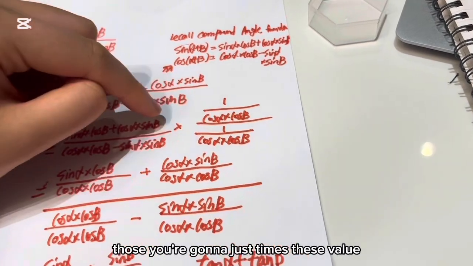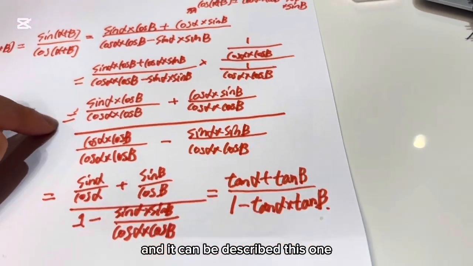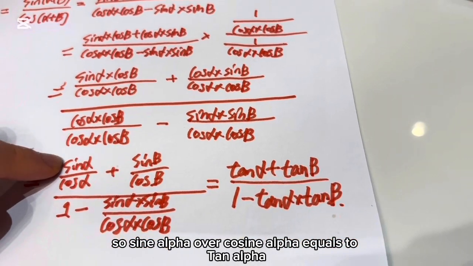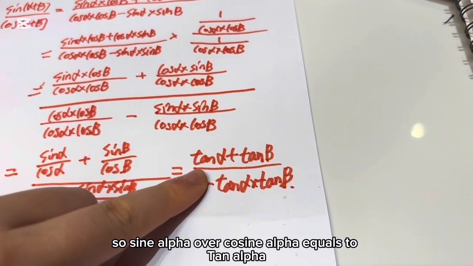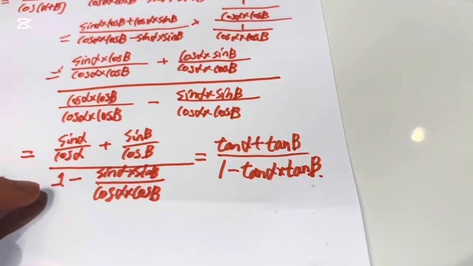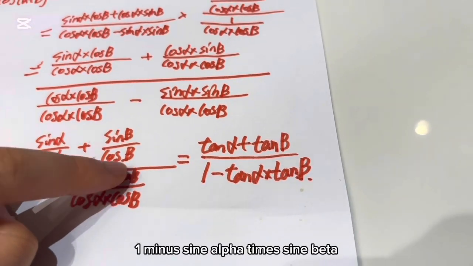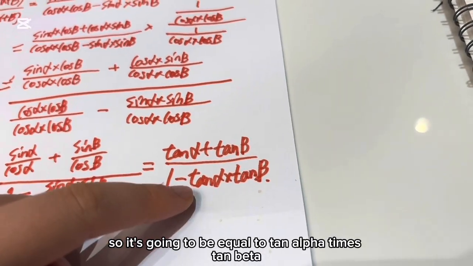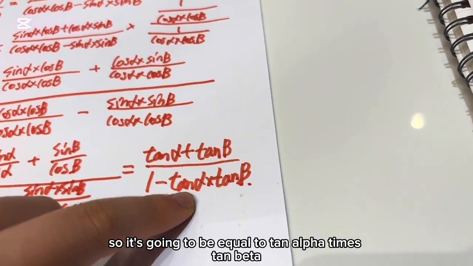Then we're going to just multiply by this value, and it can be described as this one. So sine alpha over cosine alpha equals tan alpha, plus sine beta over cosine beta equals tan beta. And 1 minus sine alpha times sine beta over cosine alpha times cosine beta, so it's going to be equal to tan alpha times tan beta.